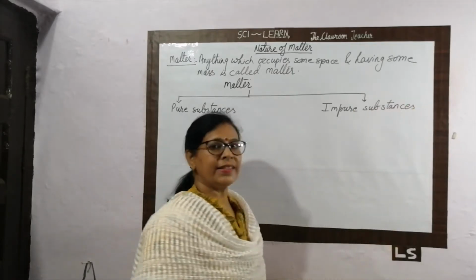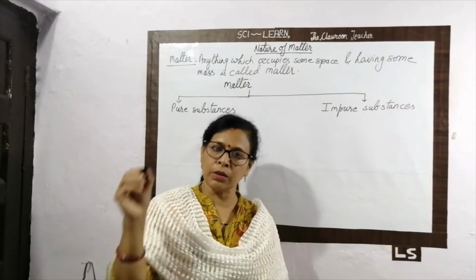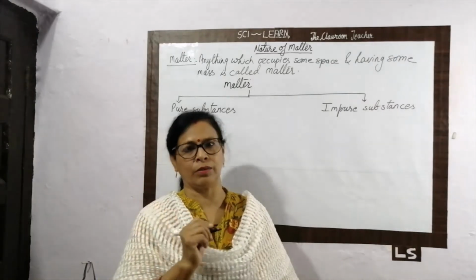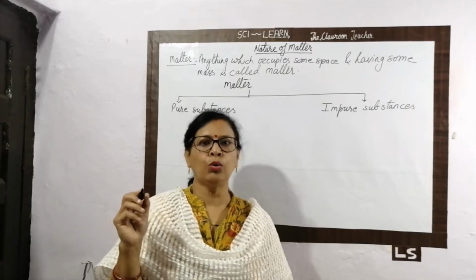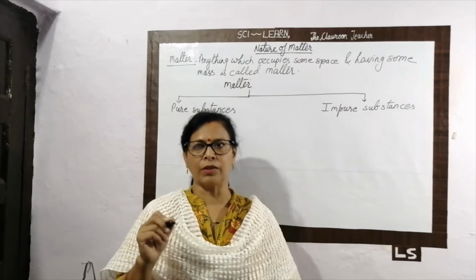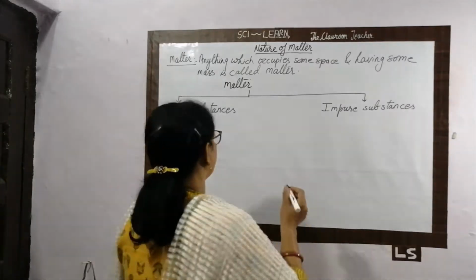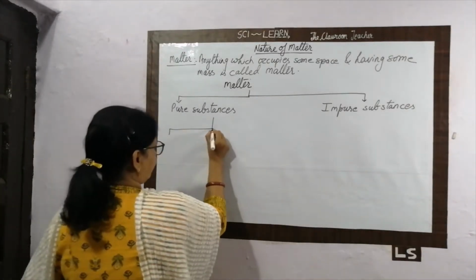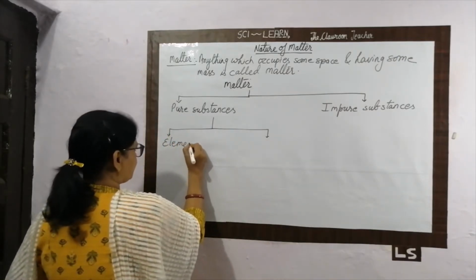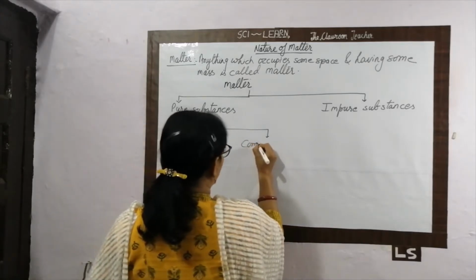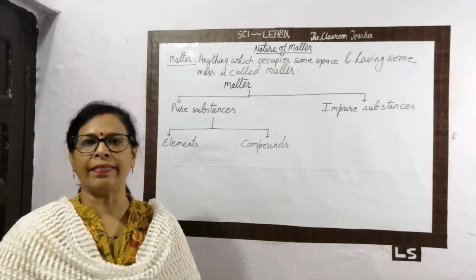What is matter? Matter is anything which occupies space and has some mass. In all the universe, each and everything is composed of matter only. But matter is classified into two broad types: one is the pure substance and one is the impure substance. The pure substance is further divided into elements and compounds. So a pure substance is composed of elements and compounds.